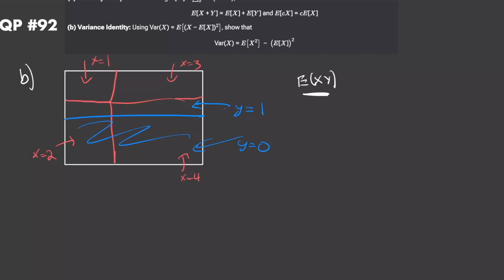Now instead, let's look at the case when we're trying to take the expected value of X times Y. So this is what it would look like just by the definition of expected value. We weight each value that we're trying to find by its probability of occurring.